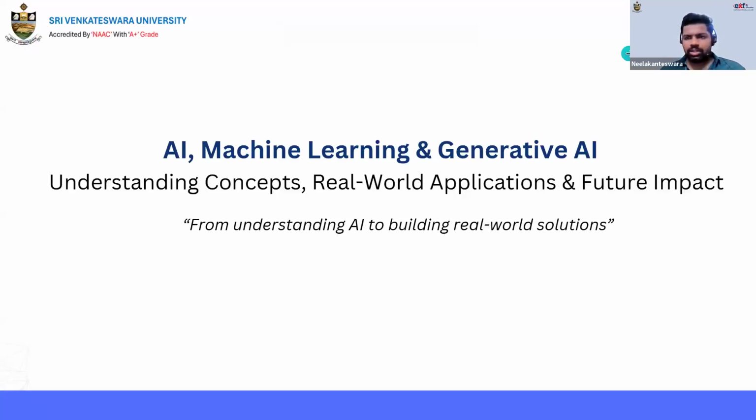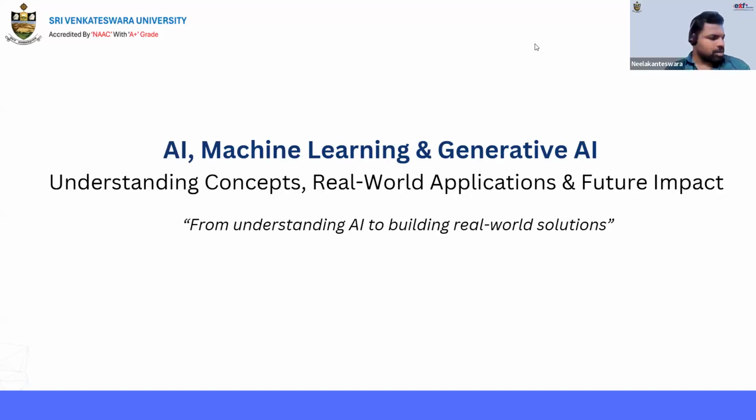Guys, today we discuss one more important technology emerging in today's world, that is AI, machine learning, and generative AI. Here we see what exactly AI, ML, and generative AI are, where we can use them, and what the future impact of these technologies is. That means how we can transform with these technologies, from understanding AI to building real world solutions, step by step. This is about today's session.